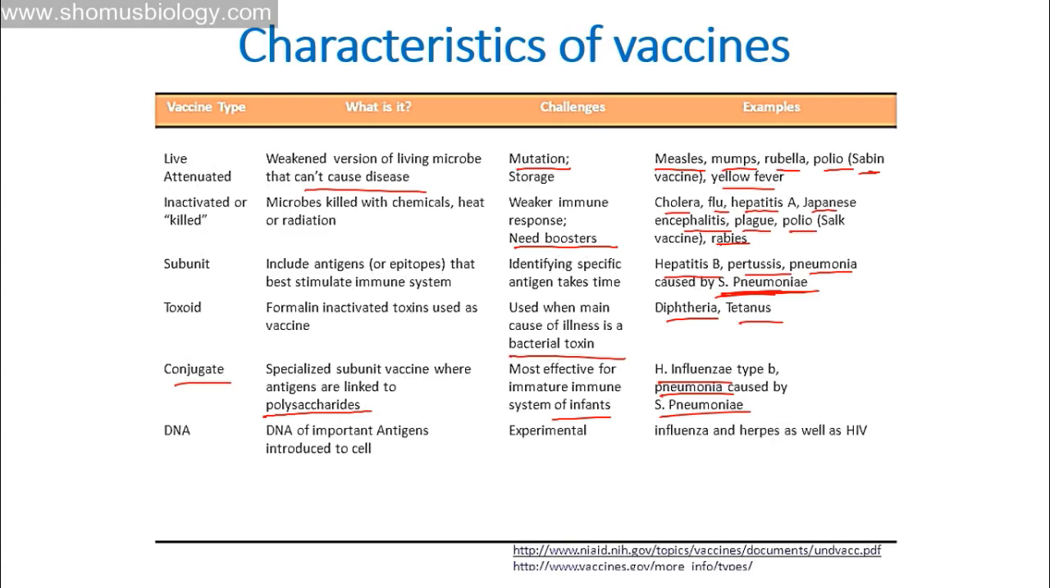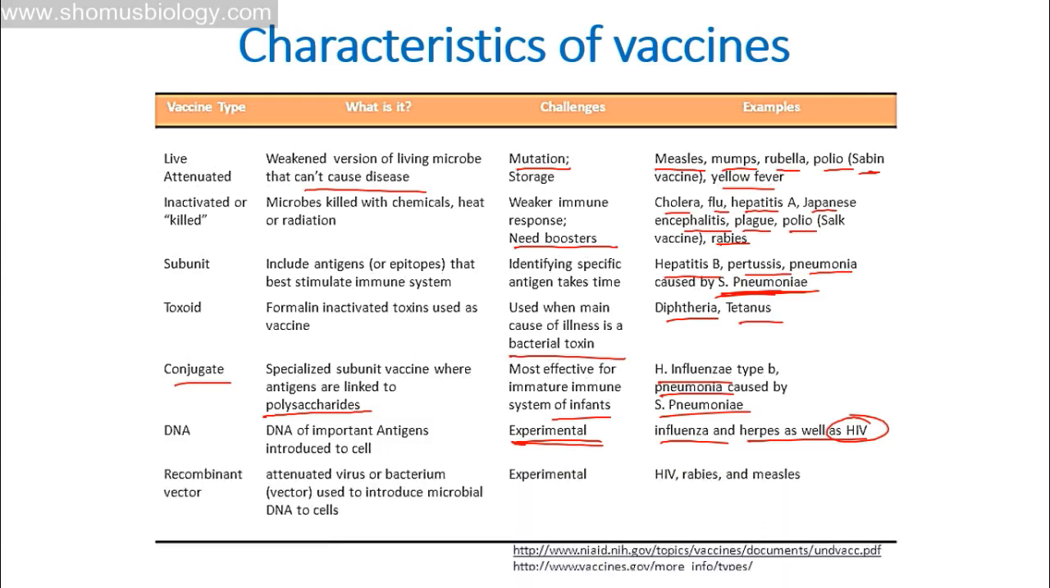DNA vaccine. We also use DNA fragments as a vaccine. DNA of important antigens is introduced to the cell, but its proper use and its challenges are still not known because it's in the experimental phase. People try to produce influenza, herpes, as well as HIV vaccines with the help of this DNA modification, and generally they are linked with DNA mutagenesis to induce this antigenic, immunogenic feature in our body.